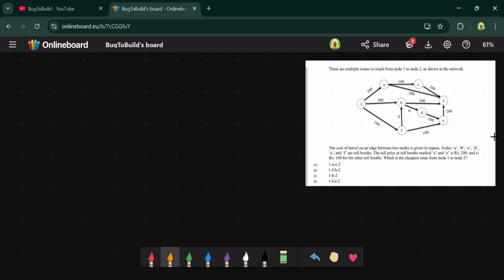Here is given a weighted directed graph, and you just have to find the cheapest route from 1 to 2. Here the prices are also given. You just have to check which one is the least price between 1 and 2. You can solve it by finding all the routes from 1 to 2 and then finding the price.